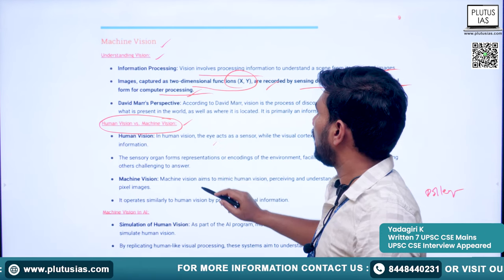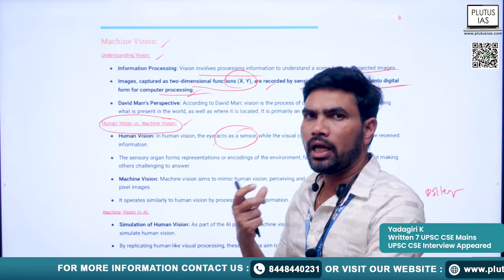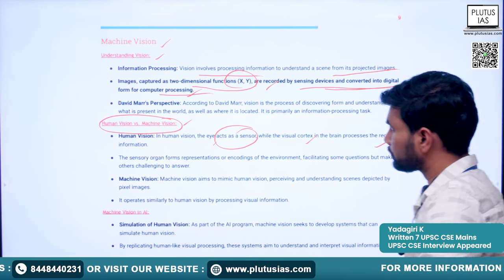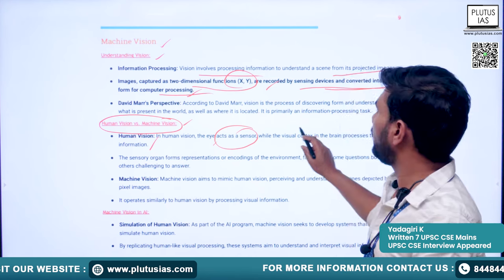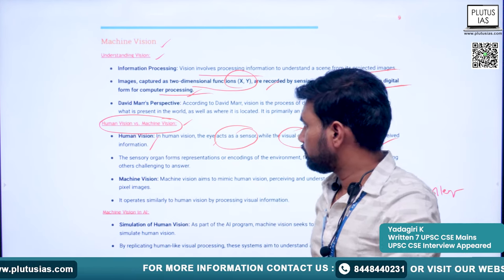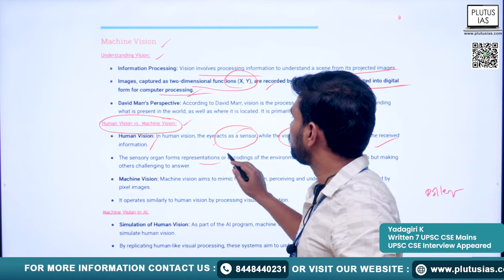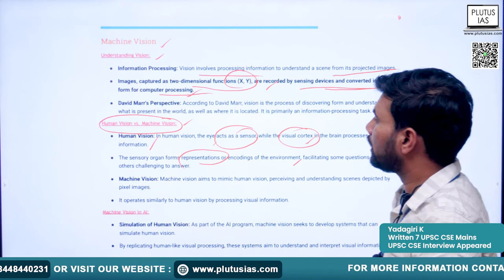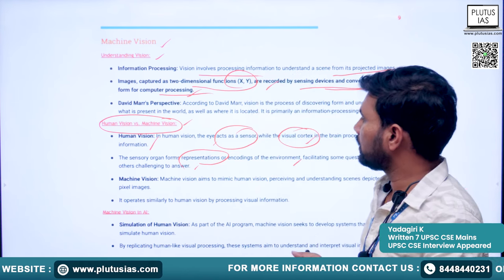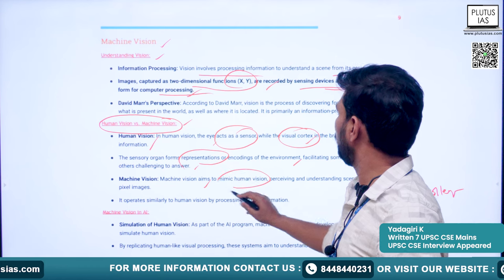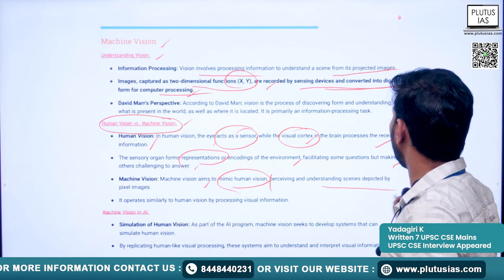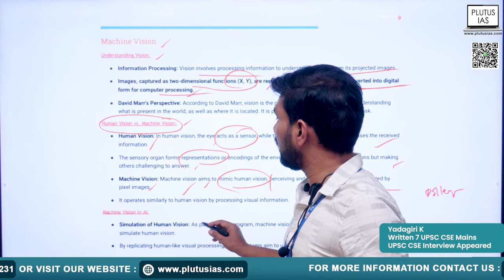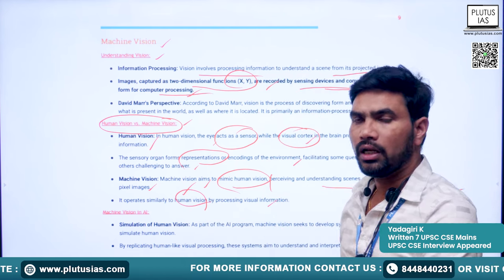If we see the difference between human vision and machine vision. In human vision, the eye acts as a sensor, while the visual cortex in the brain processes the received information. All right. The sensory organs form representations or encodings of the environment, facilitating some questions but making others challenging to answer. When it comes to machine vision, it aims to mimic human vision, perceiving and understanding scenes depicted by pixel images.